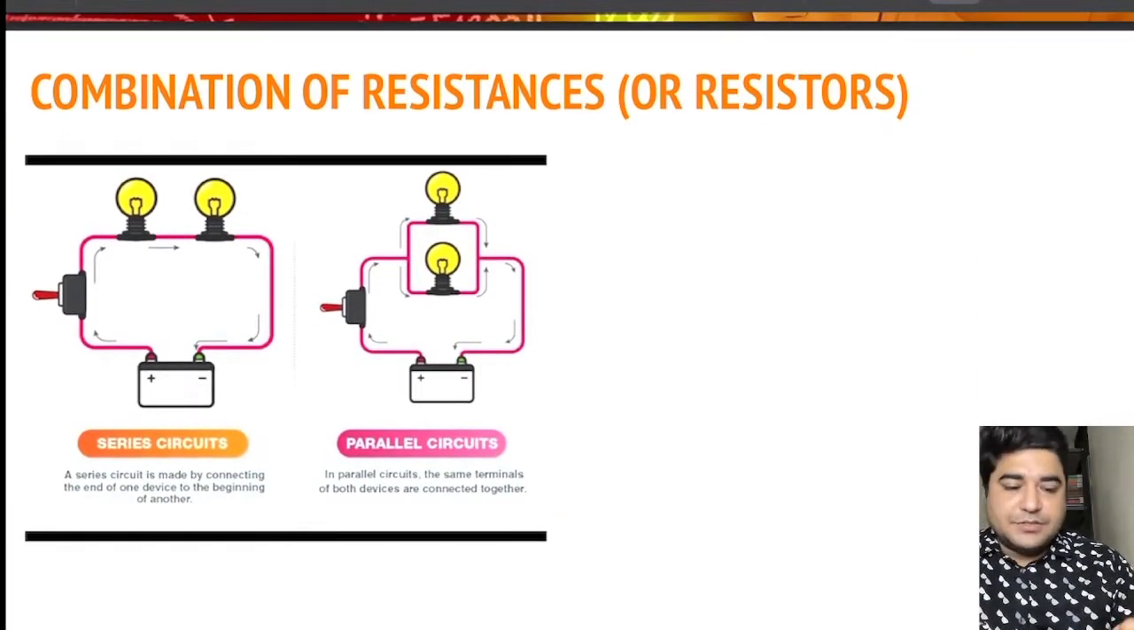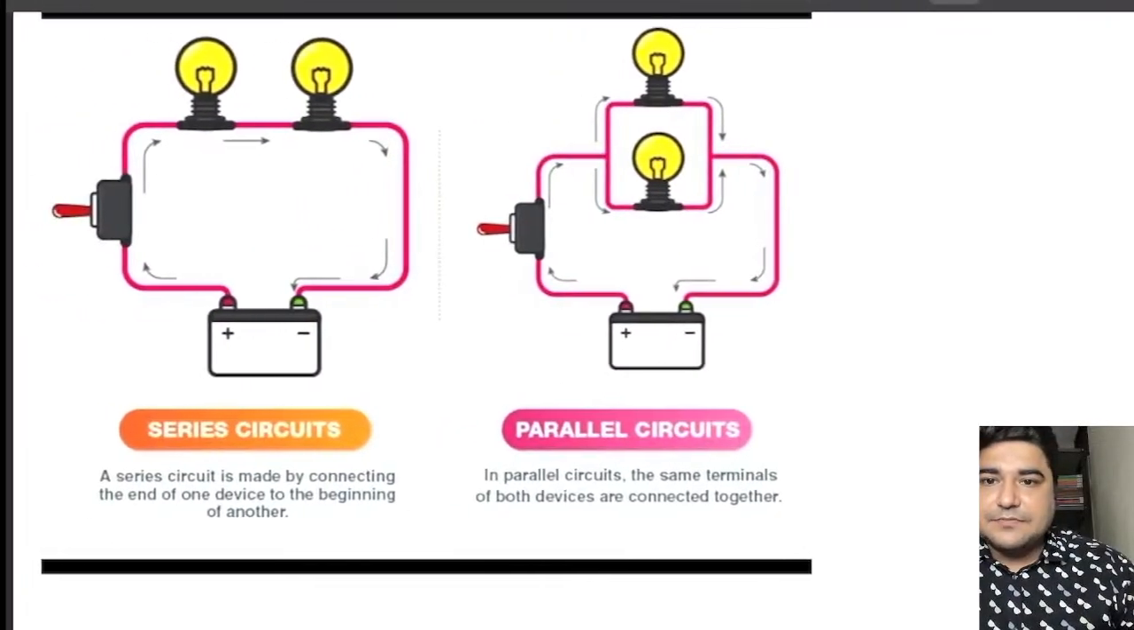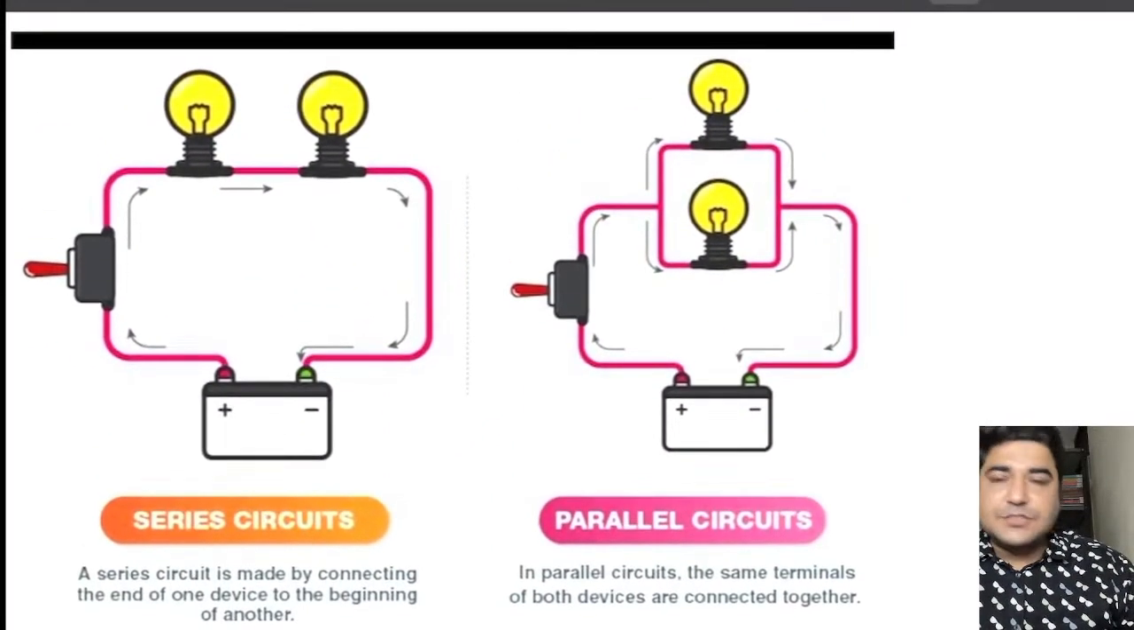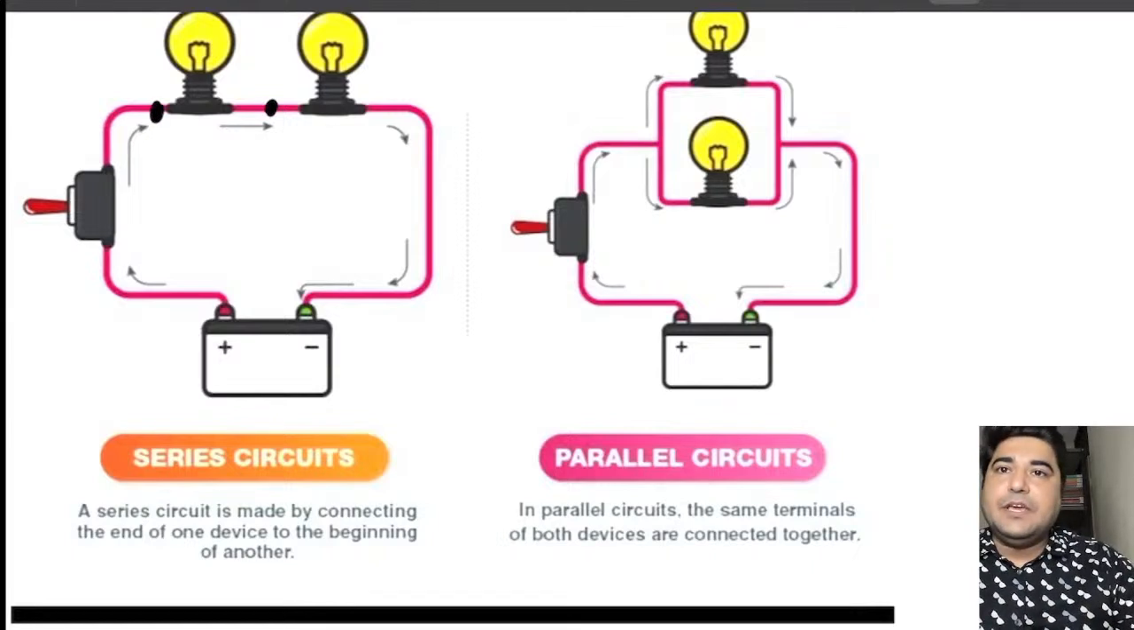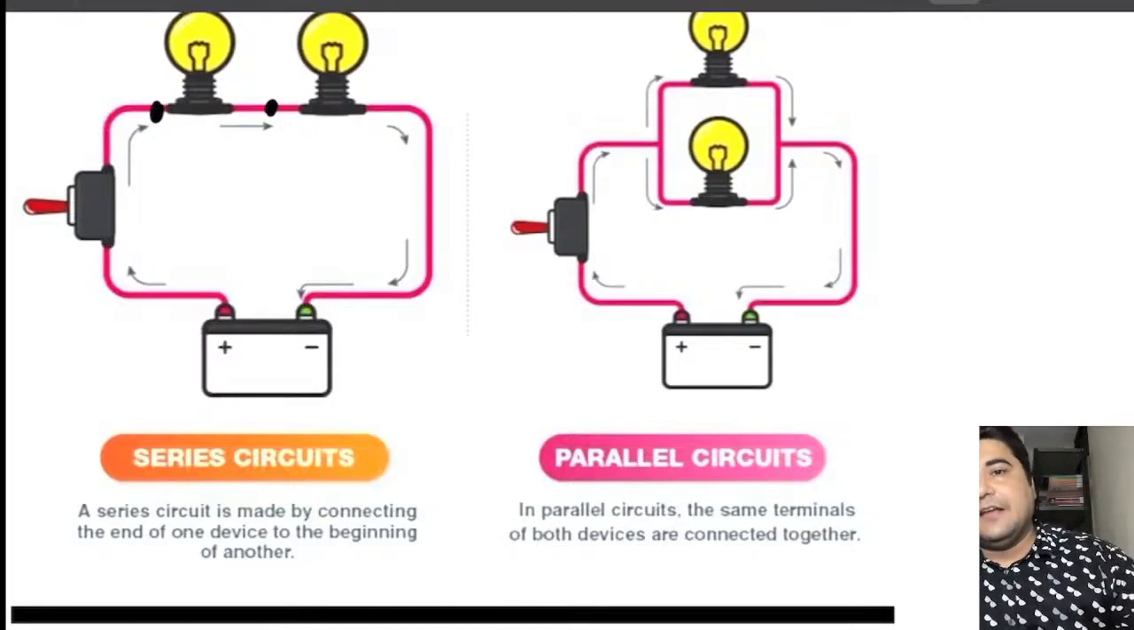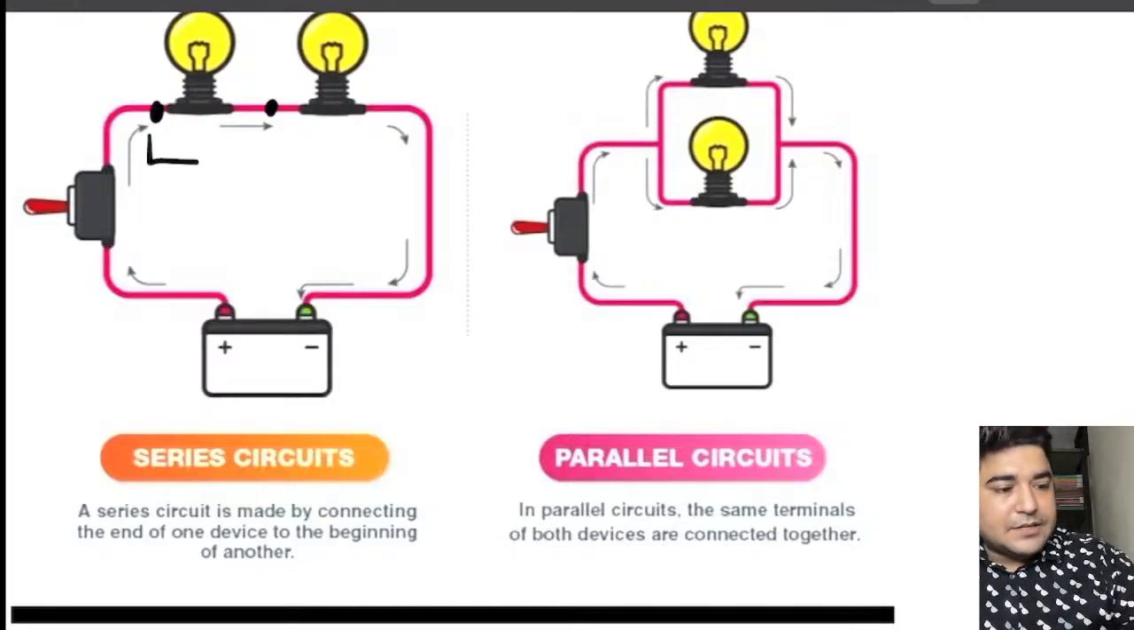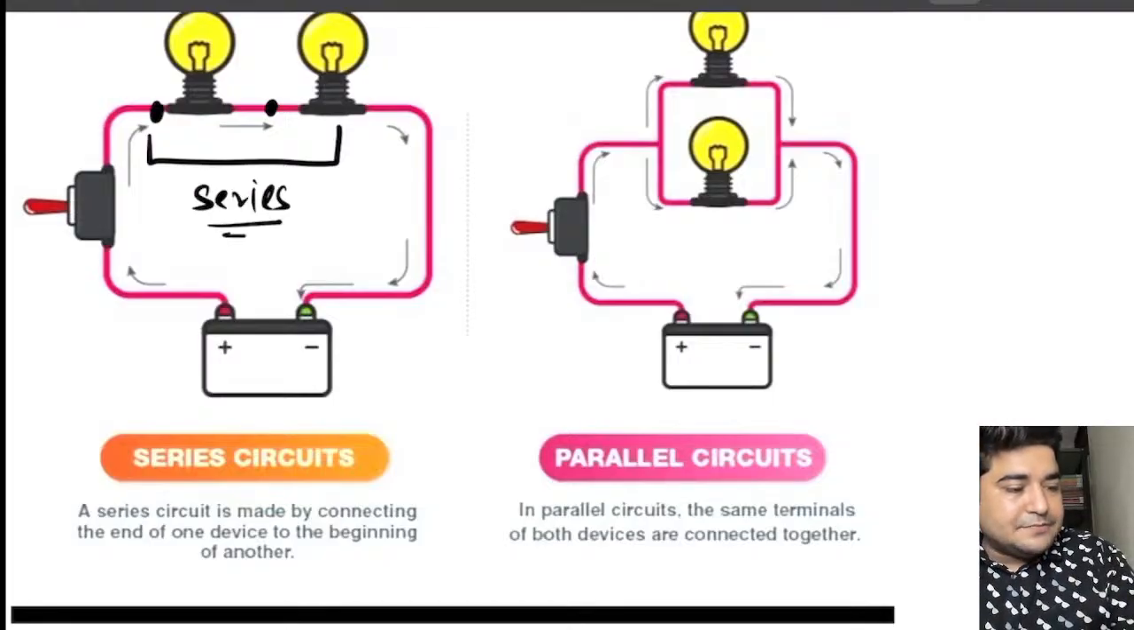So we have two options with us. One is the series circuit like this. So in a series circuit, what is going to happen? The two resistances or the two devices will be connected end to end with each other. For example, if one device is connected at this point, the second device will be connected after the first one is ending. These types of circuits will be known as series circuits.